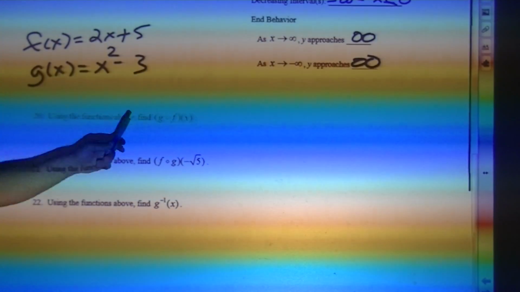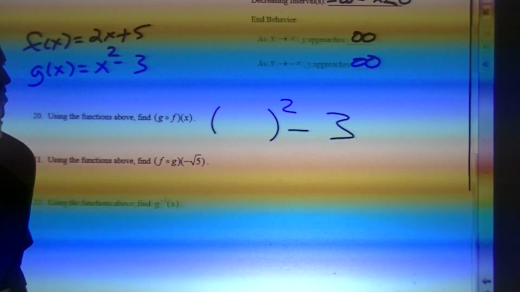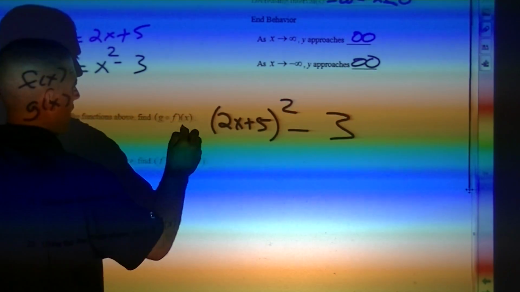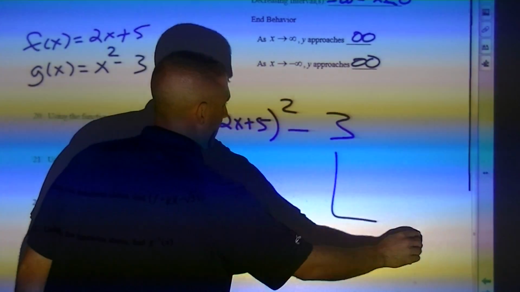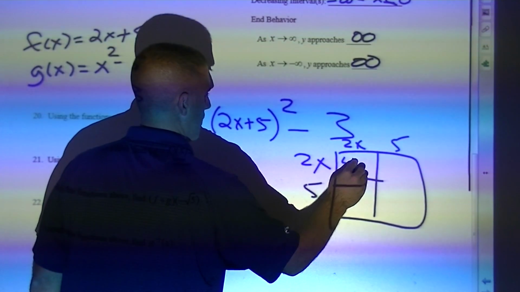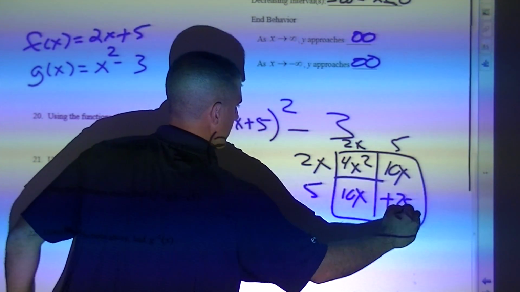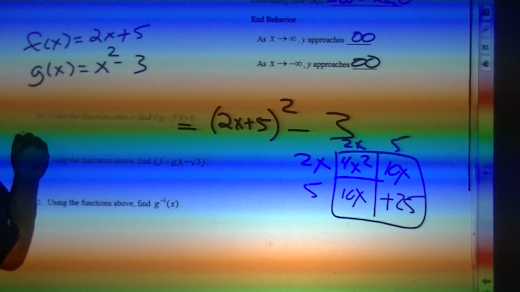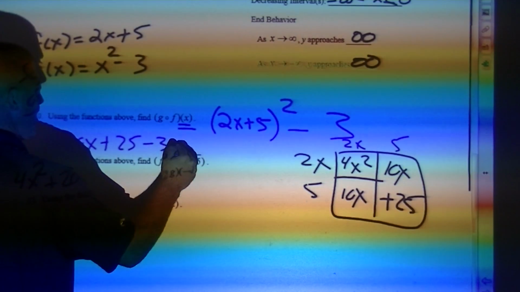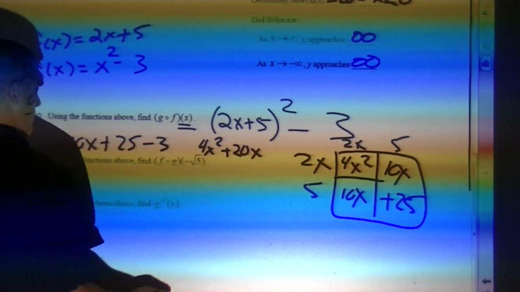So let's start. G of f of x. I lead with g. I put in x, I put in f. Since this is a variable, I got to do the boxes for that. So that's going to be 4x squared, 10x, 10x, 25. So I got 4x squared plus 20x plus 25 minus 3. My final answer is 4x squared plus 20x plus 22.